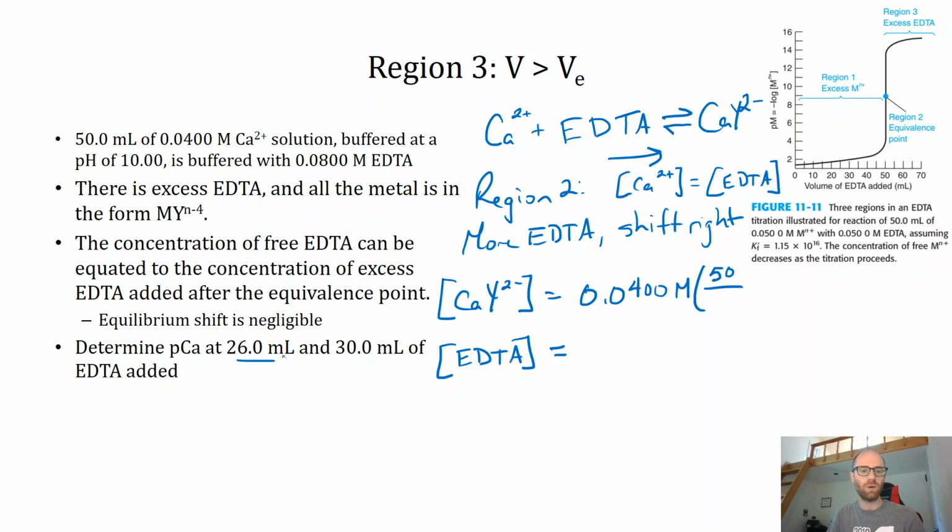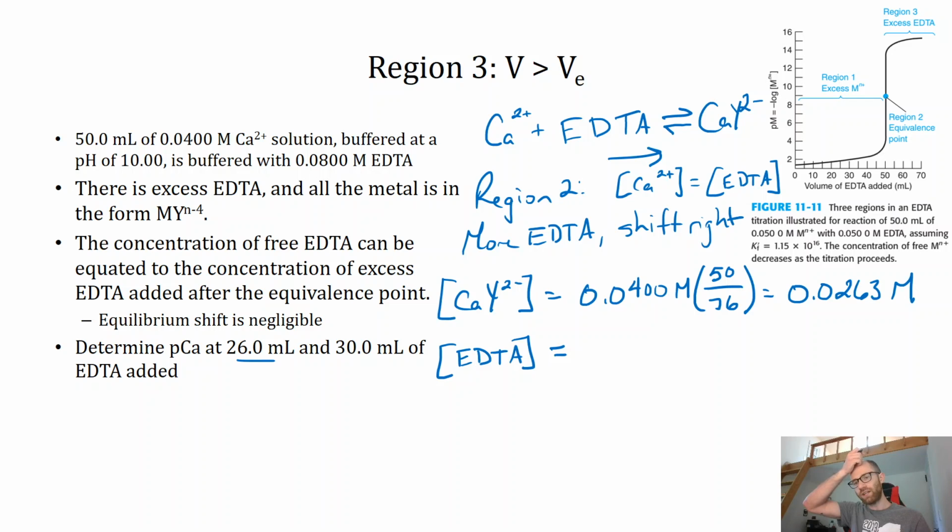And if we're going to do, I'm going to do the 26. I'll let you go through and do the 30 on your own. This would be a total of now 76 milliliters, which should give us 0.0263 molar.